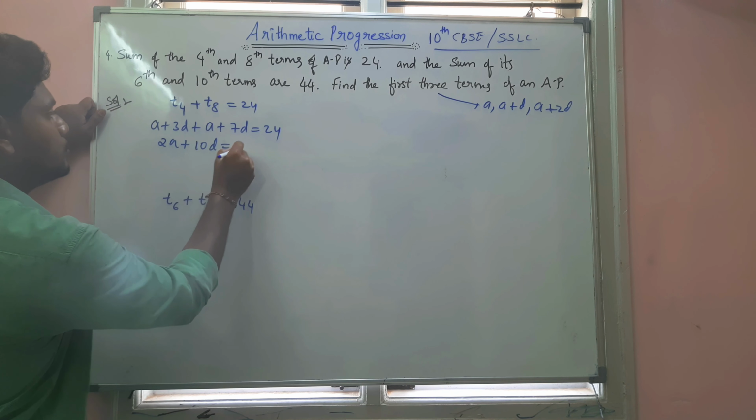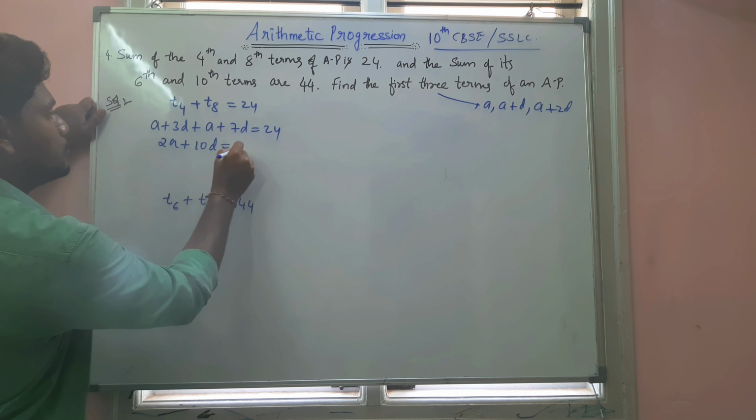Now by using the second condition, T6 plus T10 equal to 44. T6 is A plus 5D, T10 is A plus 9D, equal to 44. Similarly here also, 2A plus 5 plus 9, which is 14D, is equal to 44. Taking 2 common and dividing, it becomes A plus 7D equal to 22. So see guys, by using these two conditions we got two equations. If we simplify those two equations we will get either the A value or the D value. Those values we have to substitute here.